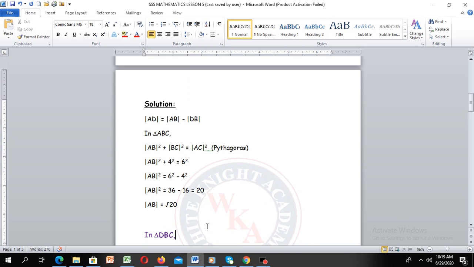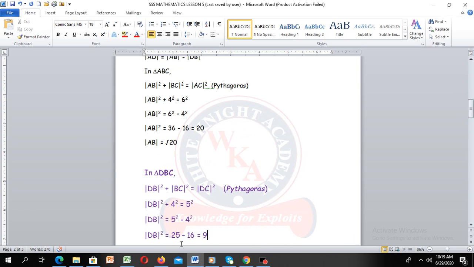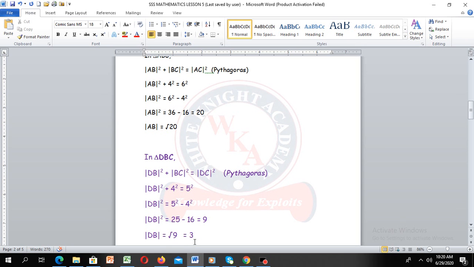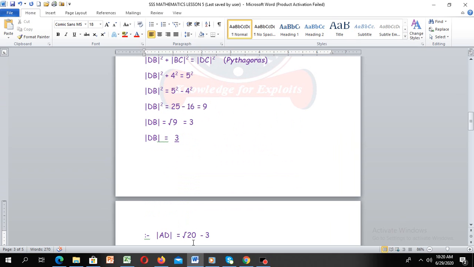Therefore, we substitute. We have DB squared plus 4 squared is equal to 5 squared. Then DB squared is equal to 5 squared minus 4 squared, collecting like terms. 5 squared is 25, 4 squared is 16. Therefore, DB squared is equal to 25 minus 16, which is equal to 9. You take the square root of both sides. DB will now be equal to square root of 9, which is 3. Therefore, DB is equal to 3 units.